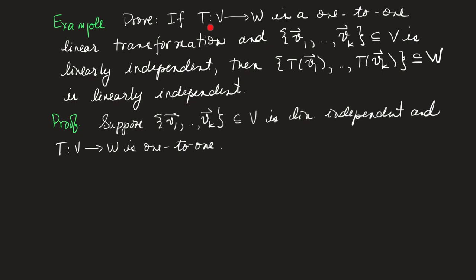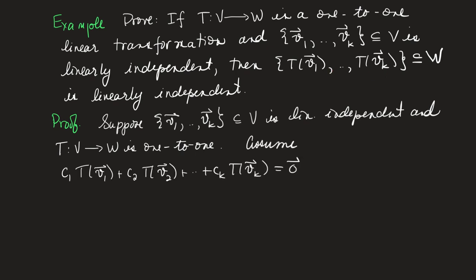That is that this is a one-to-one linear transformation, and this is a linearly independent subset of V. So I've gone ahead and written that down. I'd like to show that this set is linearly independent, so I should assume the following. As always, I should just assume that I have a linear combination like this that's equal to the zero vector, and I want to prove that each of these scalars is equal to 0.